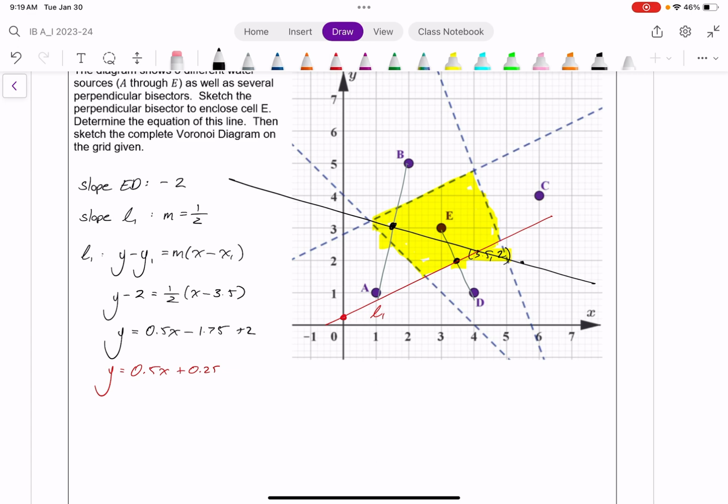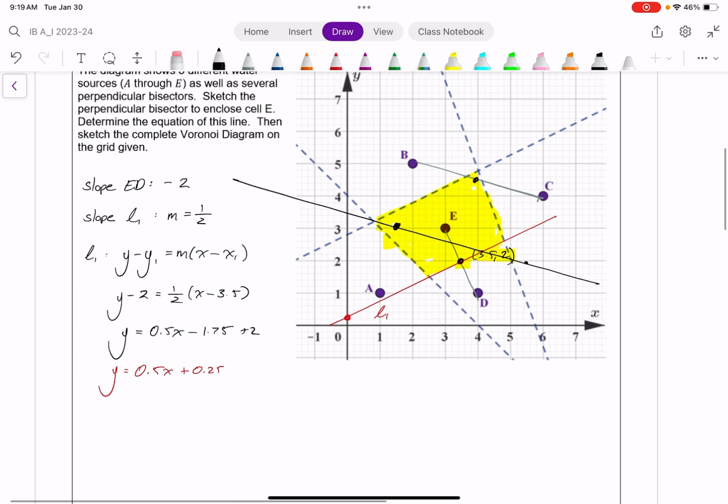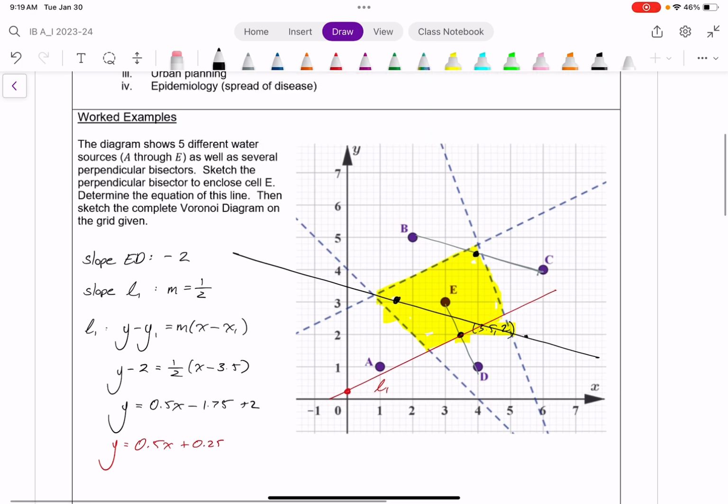All right. And I need to find the perpendicular bisector between B and C. So again, I'll visualize that. There's the line BC. The midpoint is roughly there. The slope from B to C is down 1 over 4, so this should be up 4 over 1. So I don't know, roughly there.